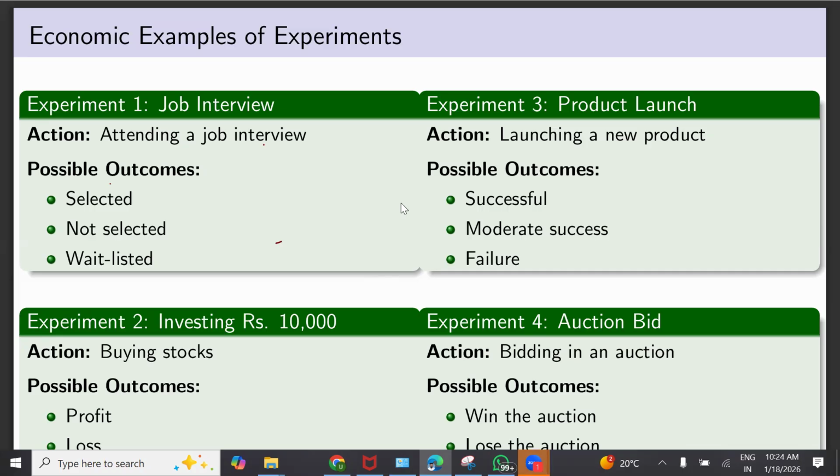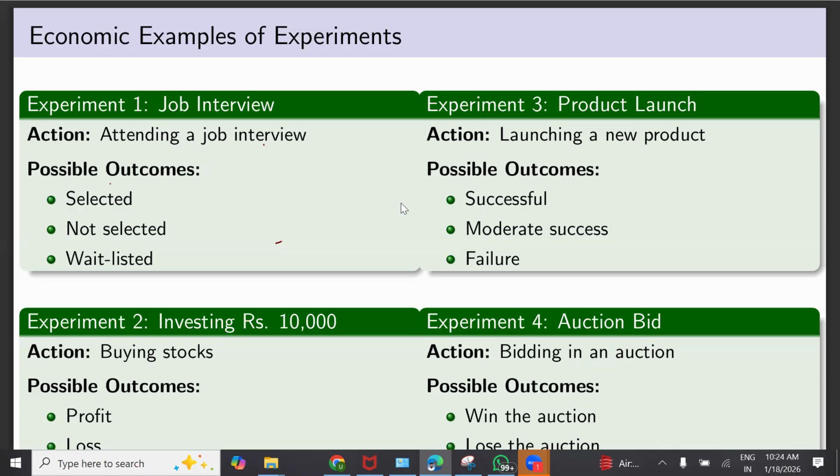Experiment number 2. You want to invest 10,000 in buying stocks. There are 2 possible outcomes. Either you will get profit or you will get loss. Experiment number 3, launching a new product. Possible outcomes will be successful, moderate success, or failure. Experiment number 4, bidding in an auction. Possible outcome is win the auction or lose the auction.